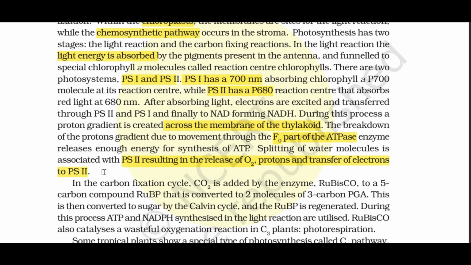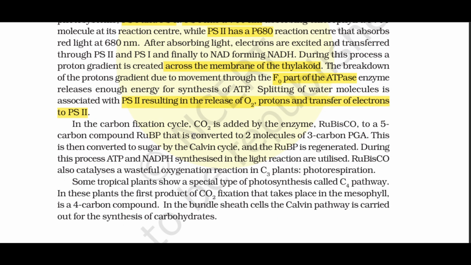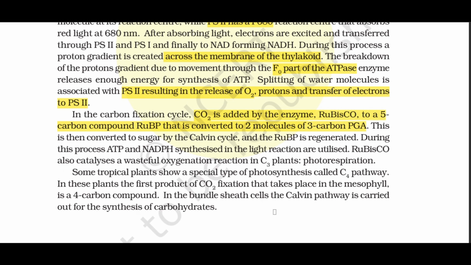In the carbon fixation cycle, CO2 is added by the enzyme Rubisco to a 5-carbon compound RuBP that is converted to 2 molecules of 3-carbon PGA. This is then converted to sugar by the Calvin cycle, and the RuBP is regenerated. During this process, ATP and NADPH synthesized in the light reaction are utilized. Rubisco also catalyzes a wasteful oxygenation reaction in C3 plants, photorespiration.